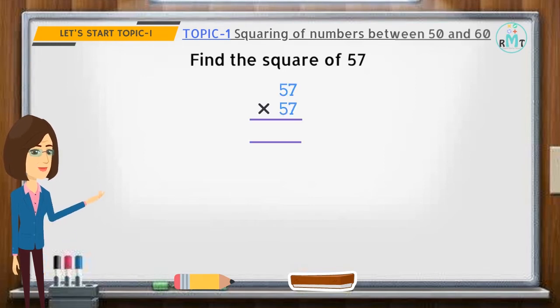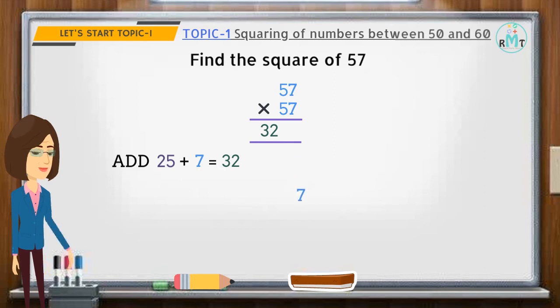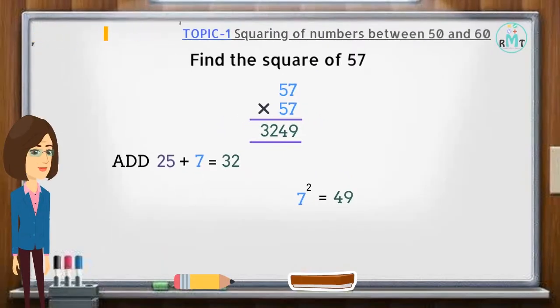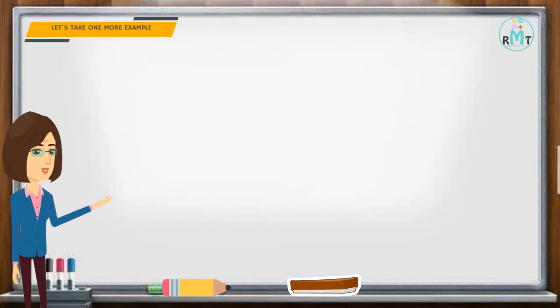Squaring the number 57, we can find the answer as follows. Add 25 to the digit in the units place and put it as the left-hand part of the answer. Square the digit in the units place, that is 7, and put it as the right-hand part of the answer. The complete answer is 3249. Let's take one more example.